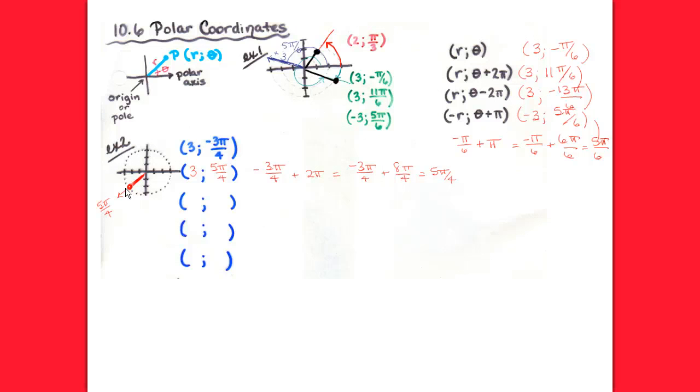All right, the second thing they told me was that I could subtract 2 pi. So let's go back to our original, which was negative 3 pi over 4, and let's subtract 2 pi this time. Same rewrite of 2 pi so that it's 8 pi over 4. So if I have negative 3 pi and negative 8 pi, I'm going to have negative 11 pi over 4.